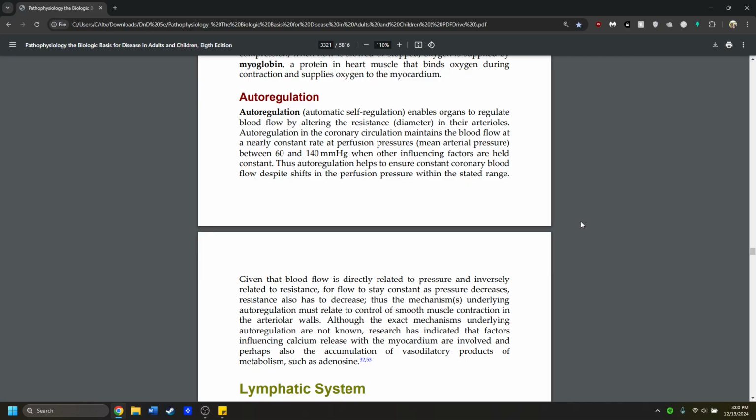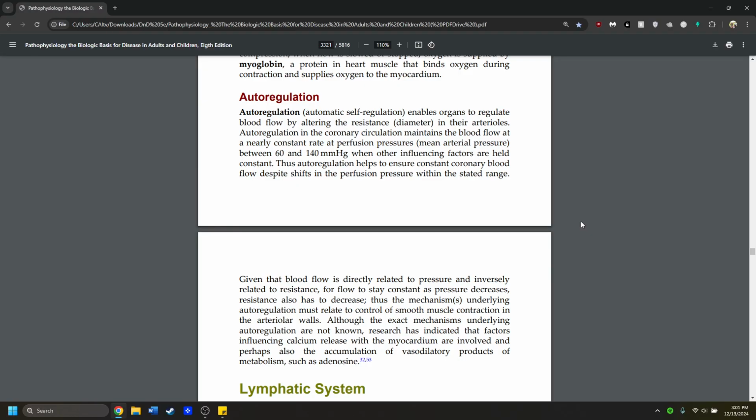Given that blood flow is directly related to pressure and inversely related to resistance, for flow to stay constant as pressure decreases, resistance also has to decrease. Thus, the mechanisms underlying autoregulation must relate to control of smooth muscle contraction in the arteriolar wall.